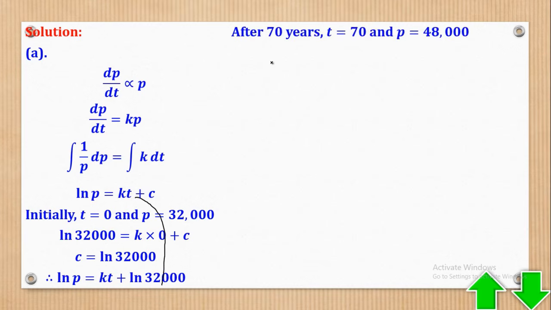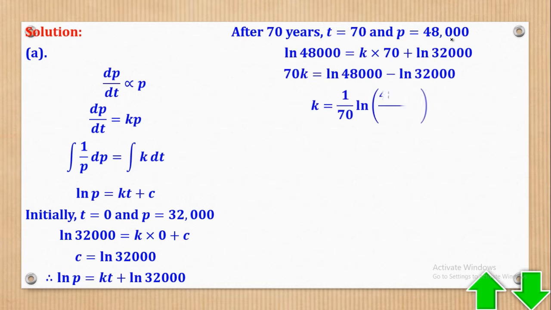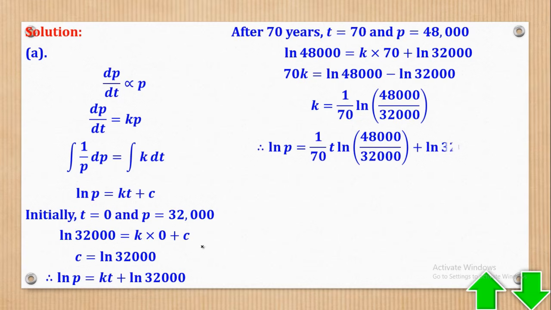Then what about after 70 years? It means that t is equal to 70 and P is 48,000. So come and substitute for t and P to be able to get the value of k. So k will be equal to 1 over 70 ln that. Substitute that k in this equation to come up with this equation.